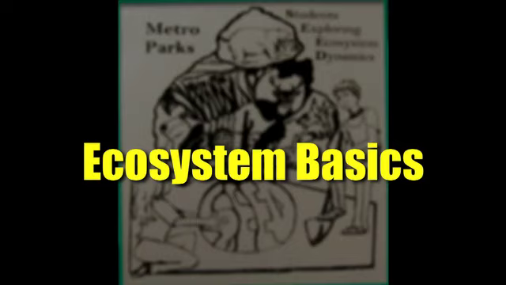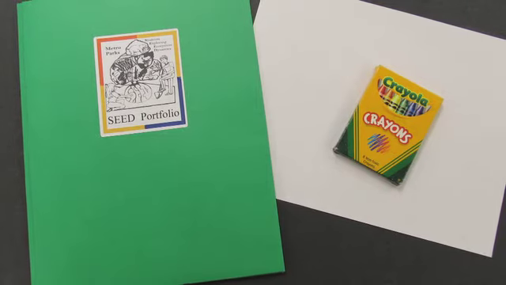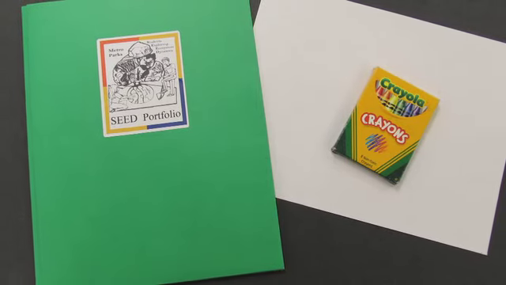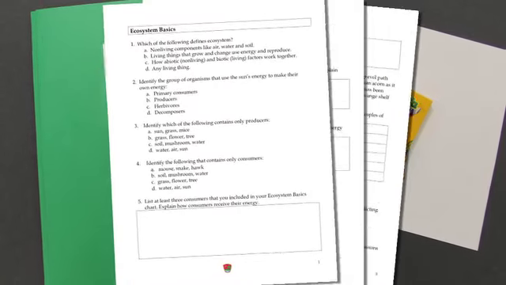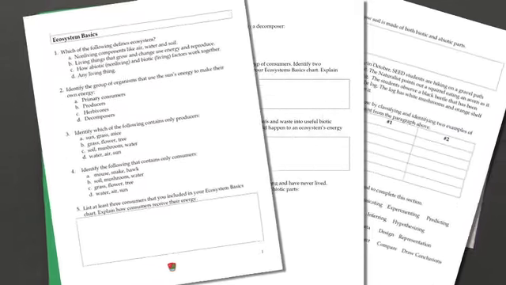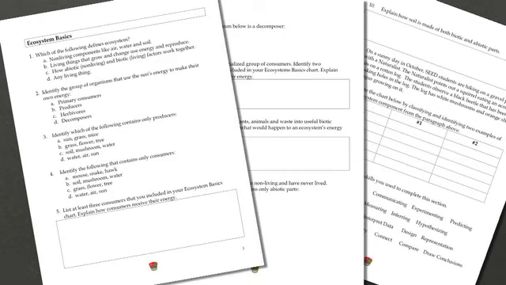Ecosystem Basics. Students will diagram the transfer of energy through the ecosystem. For the Ecosystem Basics activity, you will need paper, markers, colored pencils or crayons, and the Ecosystem Basics SEED portfolio pages. Students may work individually or in cooperative learning groups. Please refer to the teacher manual for the background information.